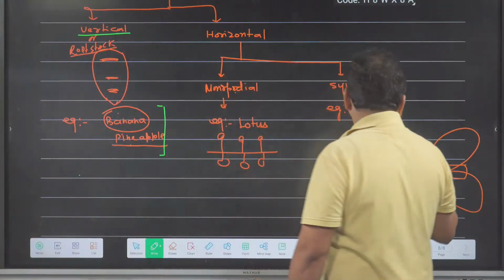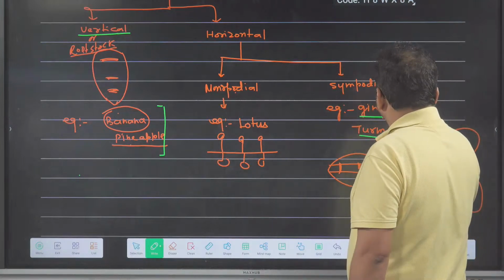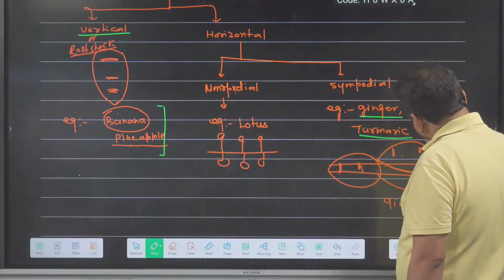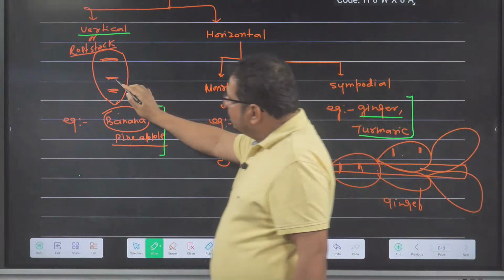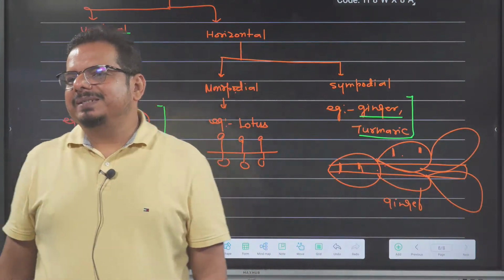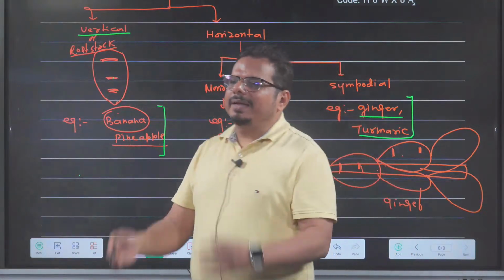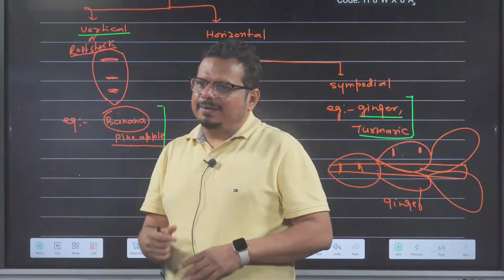And what is given in NCERT, ginger and turmeric have which one? Horizontal and sympodial rhizome. It is also rhizome and it is also rhizome. In banana, both underground and subaerial modifications are there. The underground modification is rhizome, and in pineapple the subaerial modification is sucker.